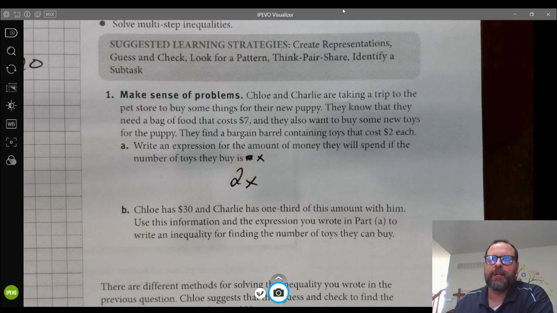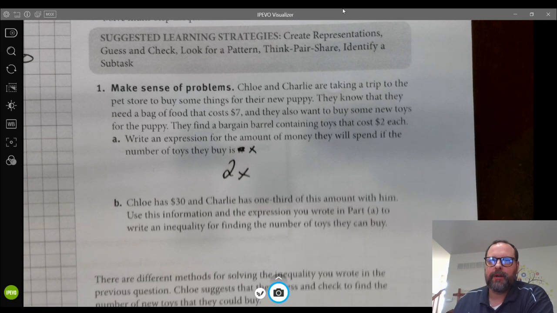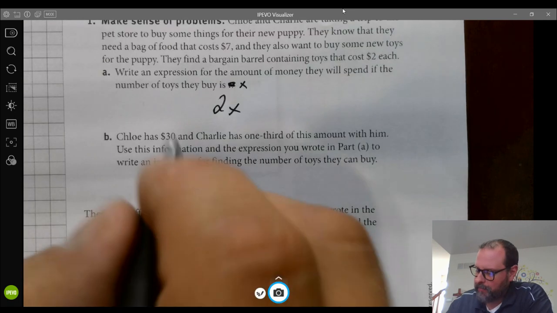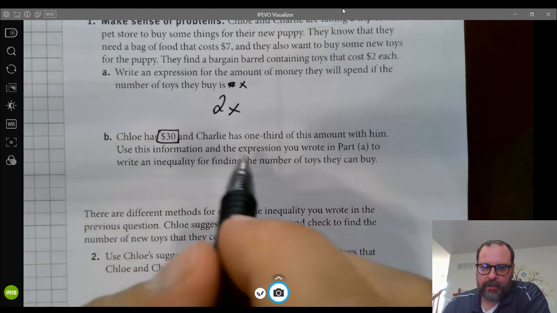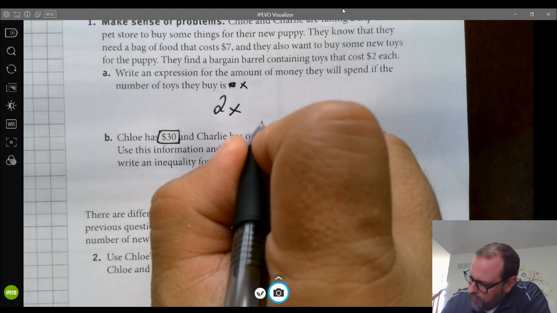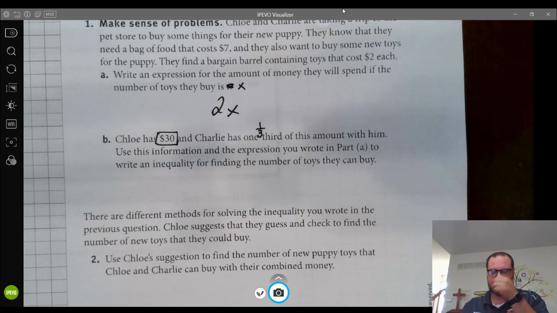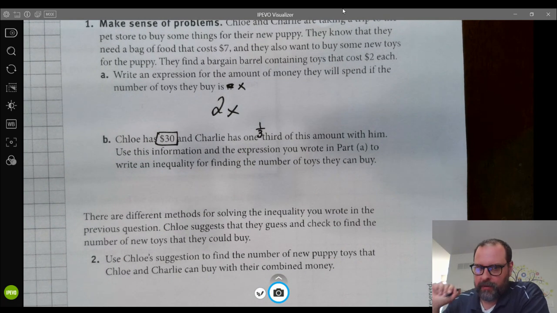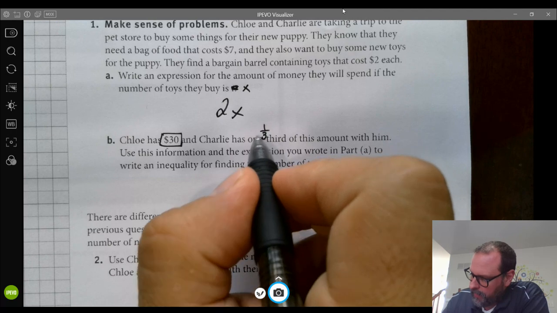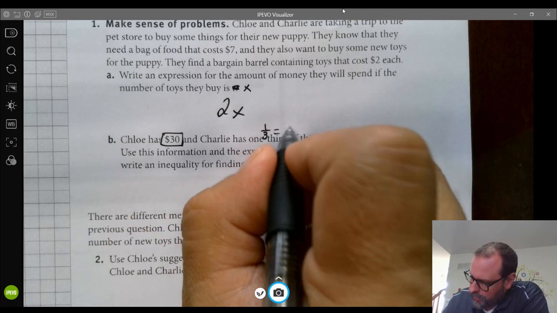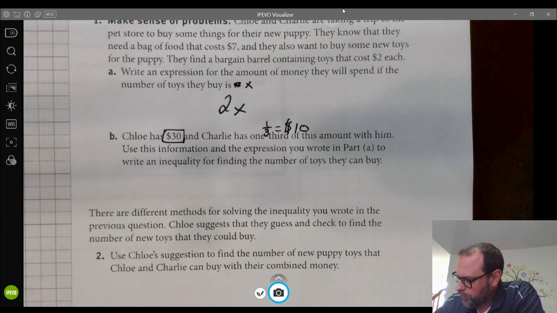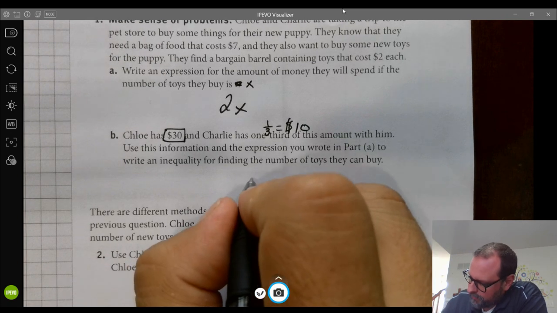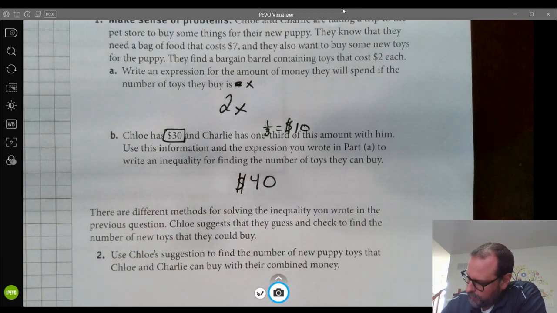Sometimes this gets more confusing because we want to just write out an equation right away. Then for letter B, again, they make it more confusing than they need to. They say Chloe has $30. Charlie has 1/3 of that amount. Sometimes when I see those in words, I like to write them as an actual number or fraction. So a third of that, a third of $30 is really just the same as saying 30 divided by 3, which is $10. So total, they have $40.